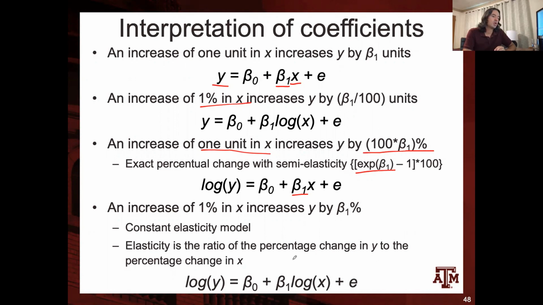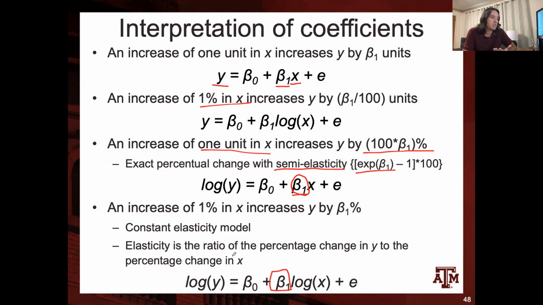And then when I have log in both cases, it shows the increase in 1% in x increases y by beta 1%. And that's something that we mentioned before. There's some language that varies among sciences. Economists, when they have this kind of effect here, when the dependent variable is the log of the dependent variable but not x, they call beta 1 the semi-elasticity. When both of them are the log, they call it the elasticity.